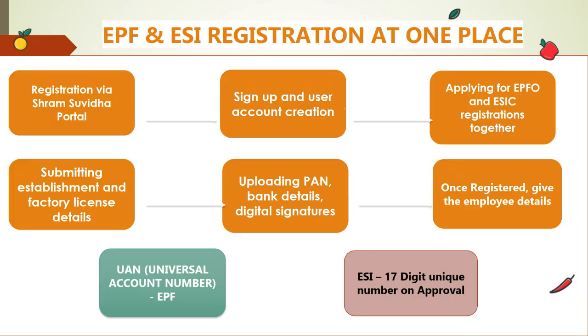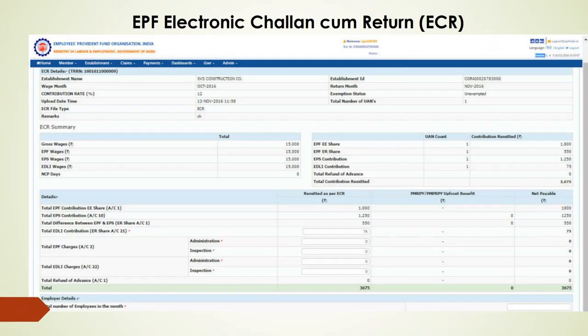Then it is UAN, the number for PF. And ESI, a 17-digit unique number it would be. So Shram Suvidha, already I have shown you the initial page.